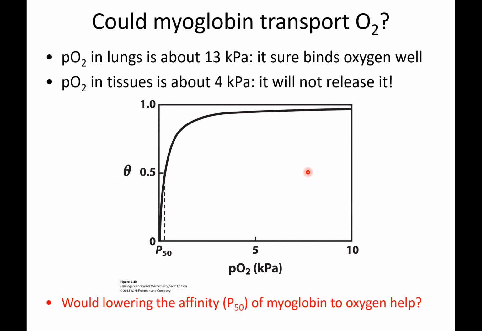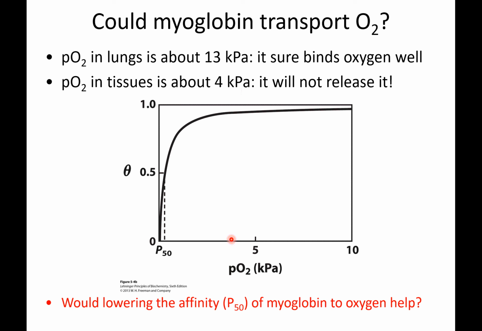Now I ask the question, could myoglobin be used for more than storage? Could it be used as a transporter? In the lungs, the pressure of oxygen is about 13, so way over here, which would be fine because at the point of the lungs, we want these molecules to grab a hold of any oxygen that we have breathed in for binding purposes. And then when the oxygen gets out into the tissues, where the pressure of oxygen is around 4, we need the molecule to release the oxygen.